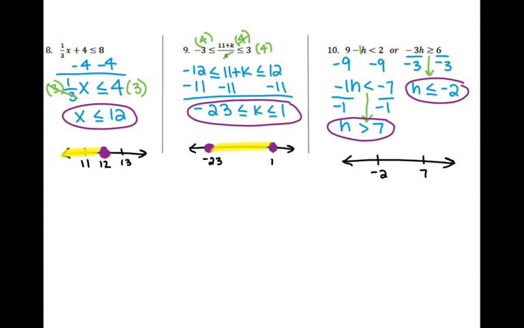So at my 7, I'm going to have an open circle, and greater than 7 is going to be everything to the right. And at negative 2, I have a closed circle because I have the or equal to. And everything that's less than or equal to negative 2 is going to be to the left.